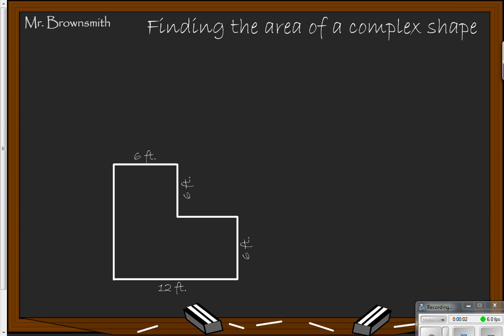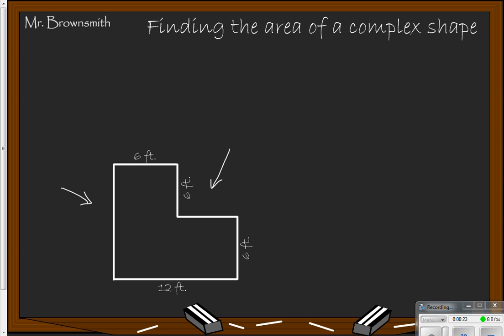In our last video, we talked about finding the area of a rectangle. Today, I want to talk about finding the area of a more complex shape like the one we have here. The first thing that I do is try to figure out the length of any missing sides. For example, this side right here and this side right here don't have a length.